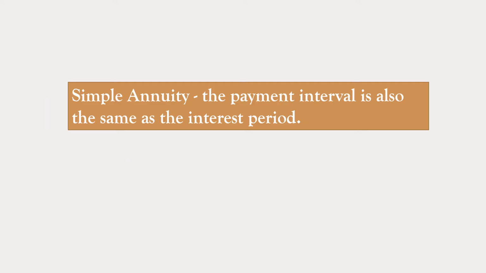So we have the simple annuity. When we say simple annuity, the payment interval is also the same as the interest period. So kung kailan siya magbabayad, ganun din yung interest period niya. Kung magbabayad siya every 3 months, yung interest period niya ay every 3 months din. Kung magbabayad siya yearly, ang interest period niya ay yearly din or annually. So, ang ganong klaseng situation is an example of simple annuity.